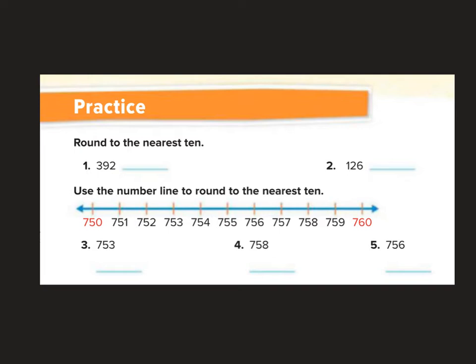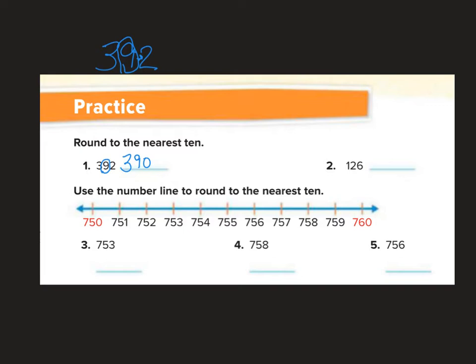Okay, our directions say round to the nearest 10. So remember, I have my number 392. I'm just going to write up here because it's kind of hard for me to circle. Okay, so I'm going to circle the tens place. I'm going to look at the number to the right, a 2. 2 or less says keep the circled number the same. So we're going to round 392 to 390, because that's a 10, right?